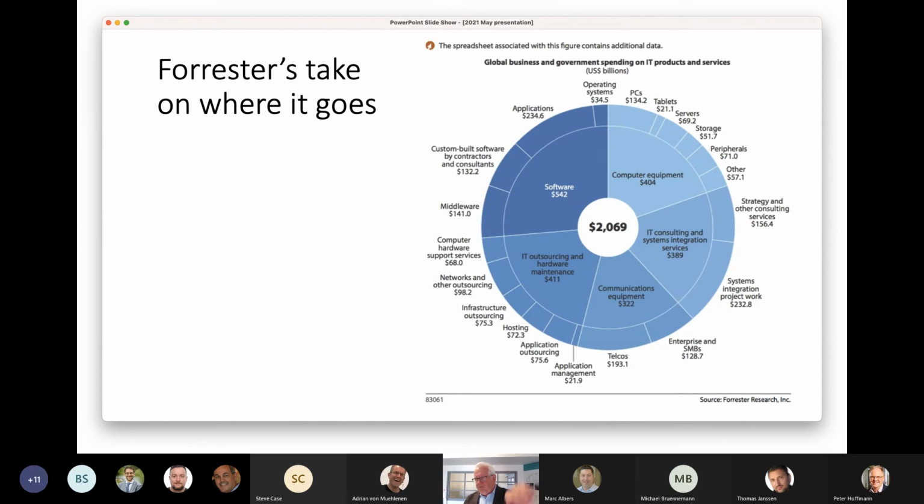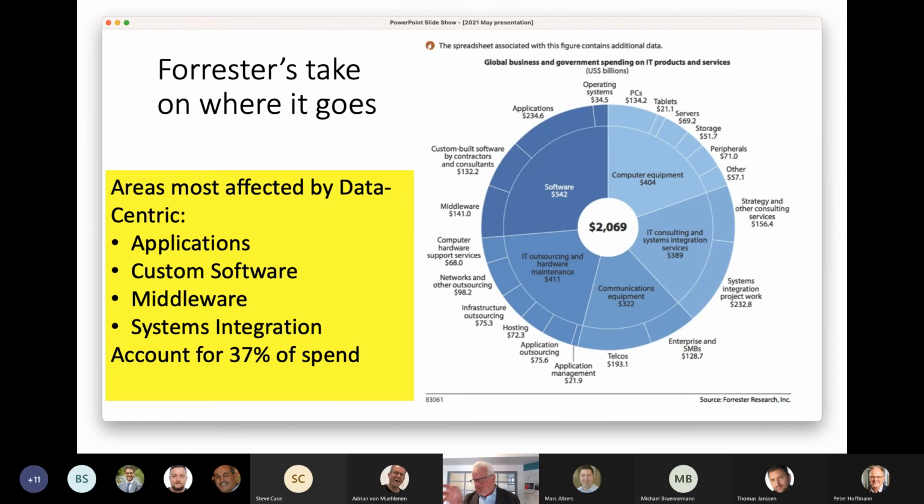But the two bits, the upper left and the lower right, account for about 37% of what people spend on information systems. Consulting, systems integration, a huge piece. Middleware, which is software that's just there to try and solve the problems that the other software created. Custom software applications, etc. It's a big chunk of spend.